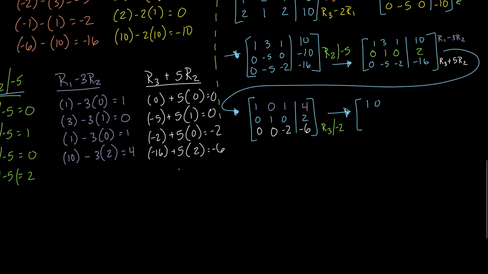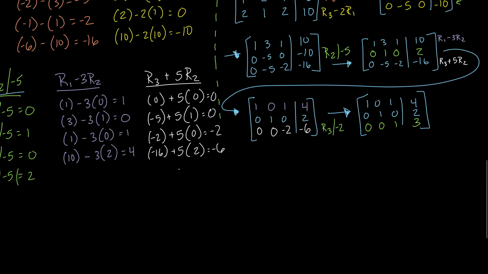Row 1 stays the same, and row 2 also stays the same. The only thing changing is row 3. So 0 divided by negative 2 is 0. 0 divided by negative 2 is 0. Negative 2 divided by negative 2 is 1. So we did something right there. And negative 6 divided by negative 2 is a 3. So now there's only one more thing we need to do.